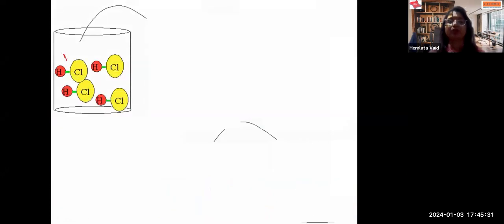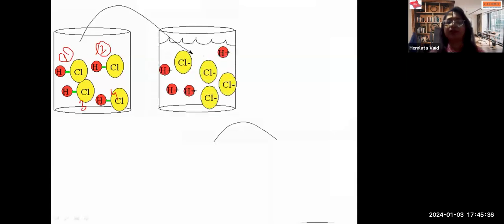This is another diagram explaining the same thing. Here also 4 molecules of HCl are there, 1, 2, 3, and 4. After the reaction, all 4 of them are splitting. You do not see any green line in between, which was there here. This green line is a bond. After you add it in water, all the green bonds are broken, complete ionization. So this is a strong acid.